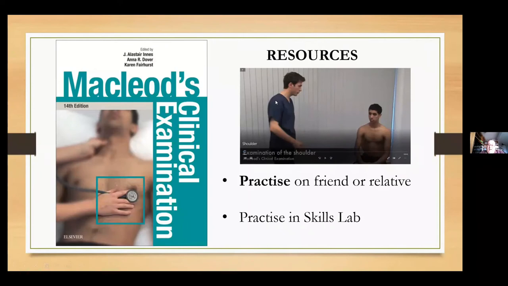While that is happening, and while you cannot practice on a simulated patient or otherwise, we suggest you practice on a friend or relative, as I alluded to. And when we are able to return to face-to-face teaching, we will certainly get you to practice in the skills lab itself.